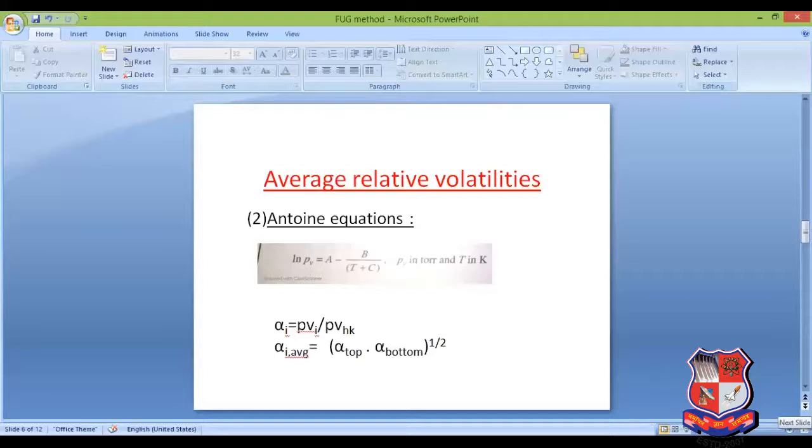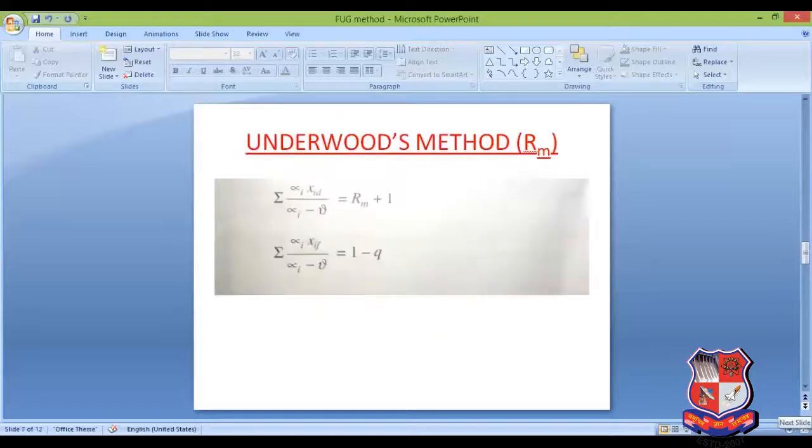You have to find out the key components before starting the FUG method. You should know what the key components are. If it is given, that's okay. If not, then you interpret from the data. And you have to complete the material balance. In any examination or in any method, you have to complete the material balance and then alpha. If it is given to you, that's okay. Now we know that in the FUG method, first of all we go with Underwood's method. See, Underwood's method is to determine Rm, the minimum reflux ratio.